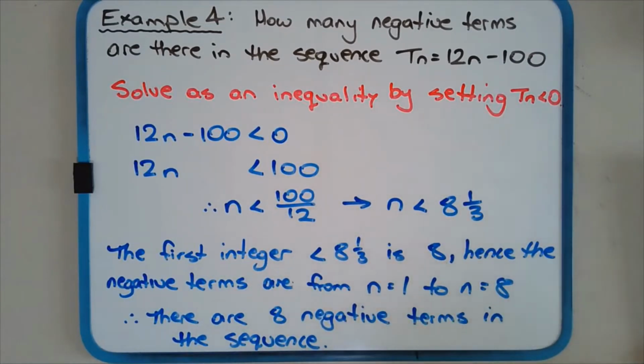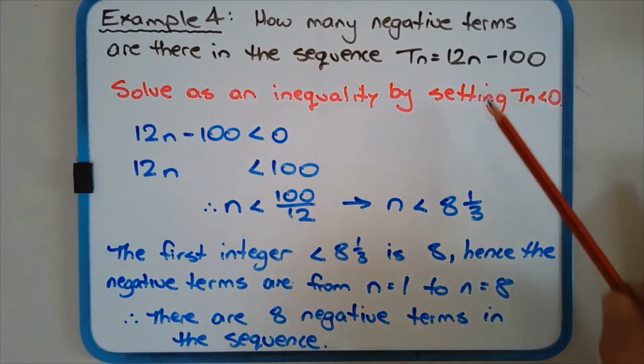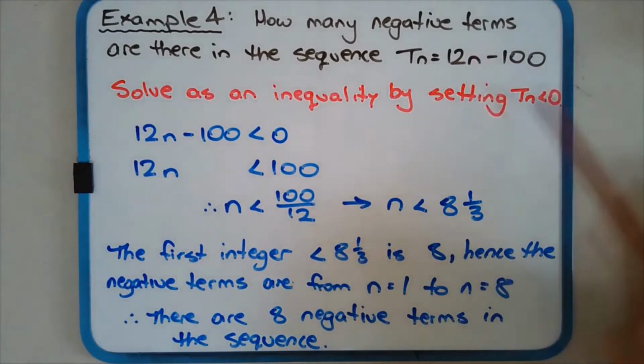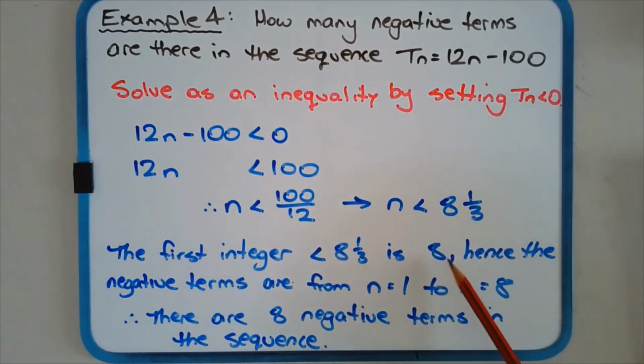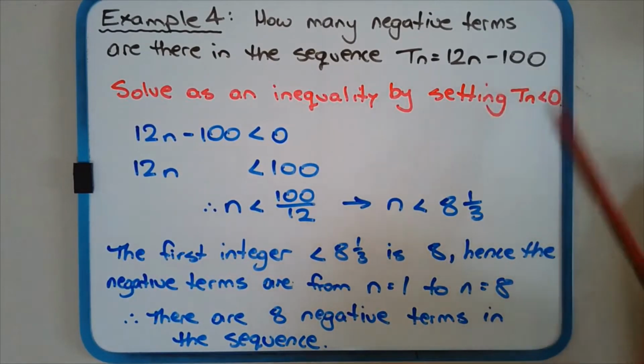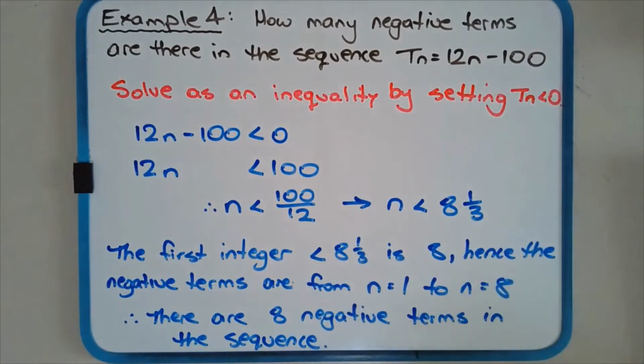So in other words, t1, t2, t3, all the way to the 8th term. Therefore, there are 8 negative terms in the sequence. And you can test this, of course, by substituting in, for example, n equals 1. Of course, you're going to get a negative number. Check n equals 8, since that's the highest value of n such that 12n minus 100 is negative. 12 times 8 is 96. 96 minus 100 is negative 4. So the next term beyond that, n equals 9, will of course result in a positive value there.